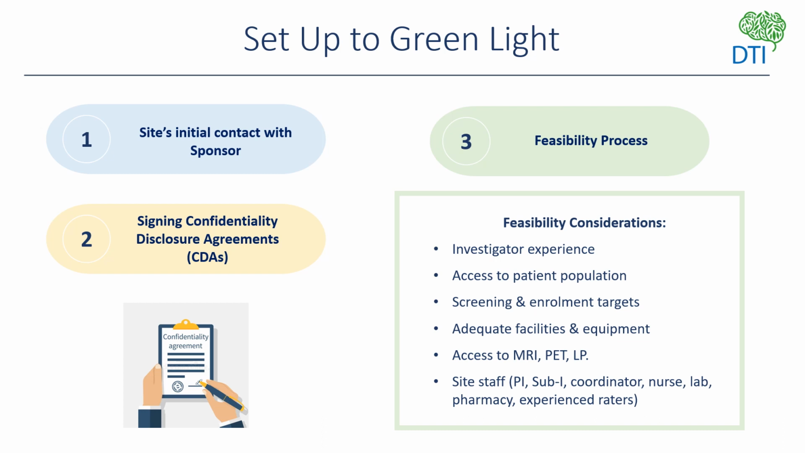And lastly, you'll need to consider, do you have the relevant team members? So your principal investigator, your sub-investigator, you'll need a study coordinator or research nurse. You might need a lab coordinator or pharmacists. And something that is kind of particular to dementia trials are the experienced raters, and these will be the people doing the neuropsych assessments. So all of this information is taken into consideration by the sponsor to assess if you're a suitable site for this trial.